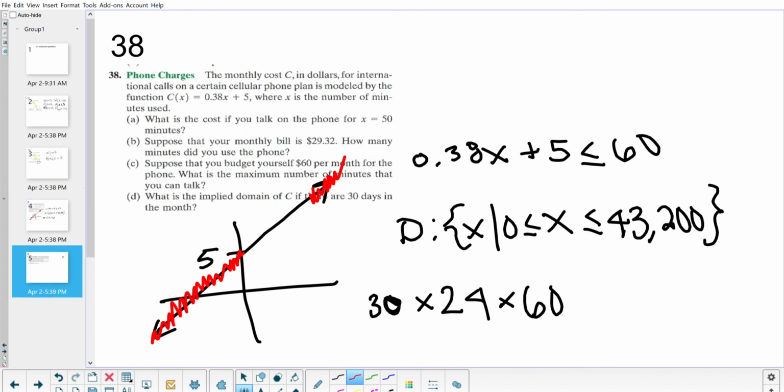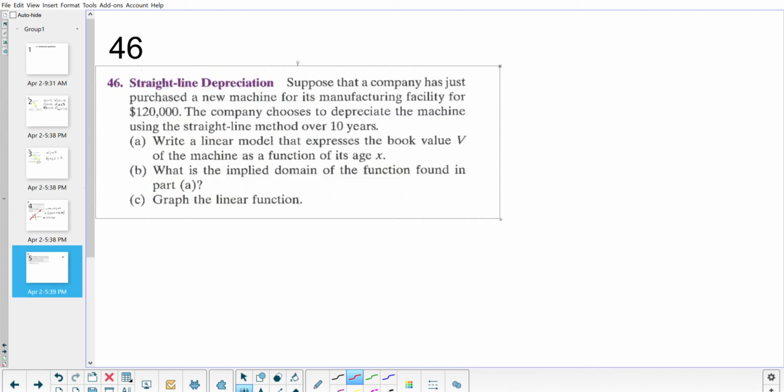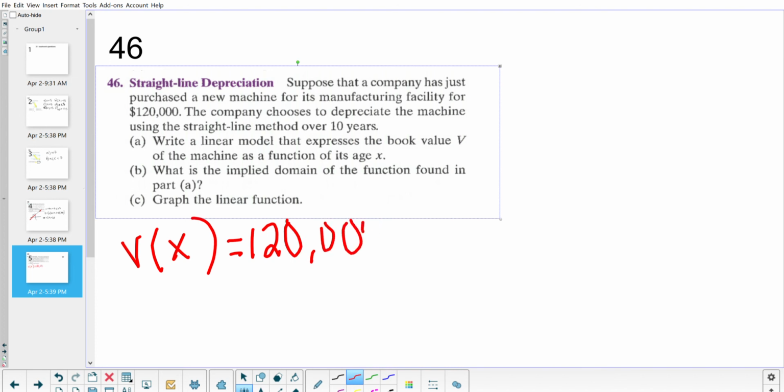Okay, last, I wanted to for sure try to keep this under 15 minutes. So it's 46. Suppose that a company has just purchased a new machine for its manufacturing facility for $120,000. We've talked about this straight line depreciation method. So that means to write a linear model for the value of the machine, it starts off at $120,000. So this is actually the y-intercept. But then it starts losing value as time goes on, so I'm going to subtract the slope.